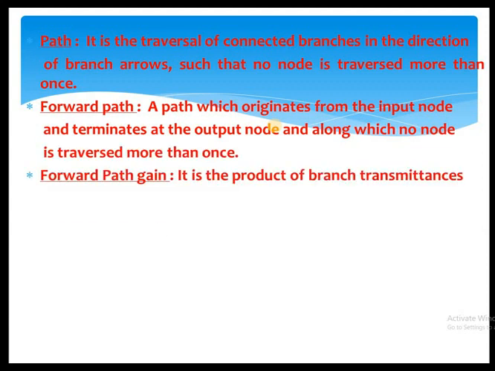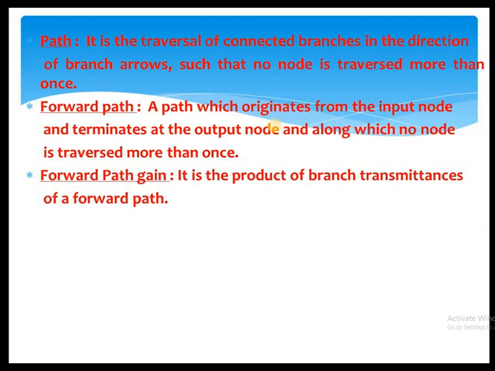Next one, forward path gain. What is a forward path gain? Previously we discussed that a forward path is a signal traveling from input to output without repeating any node. Path gain means you should take the product of all the gain values while the signal travels from input node to output node. You should multiply all the gain values from the input node to the output node.